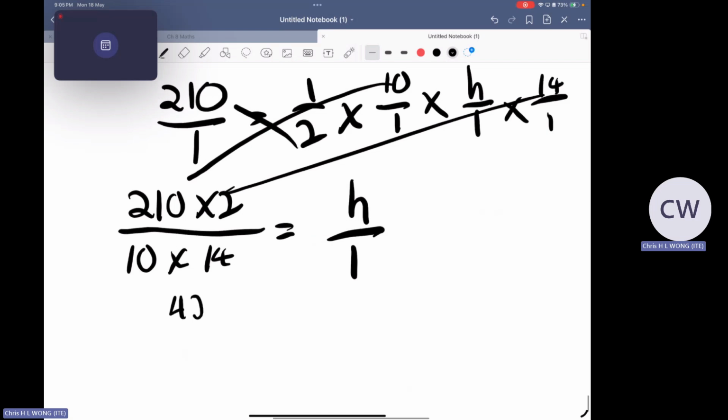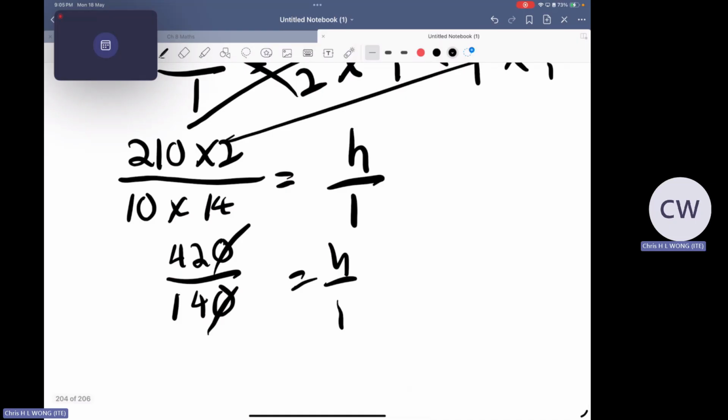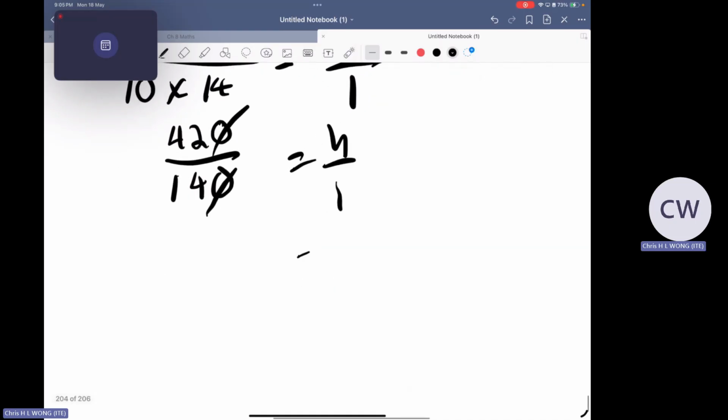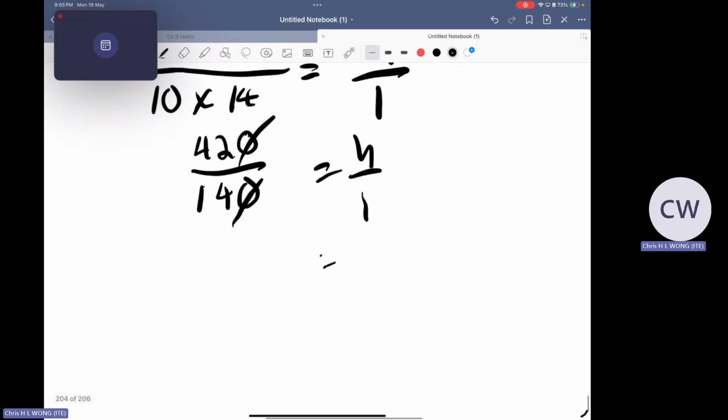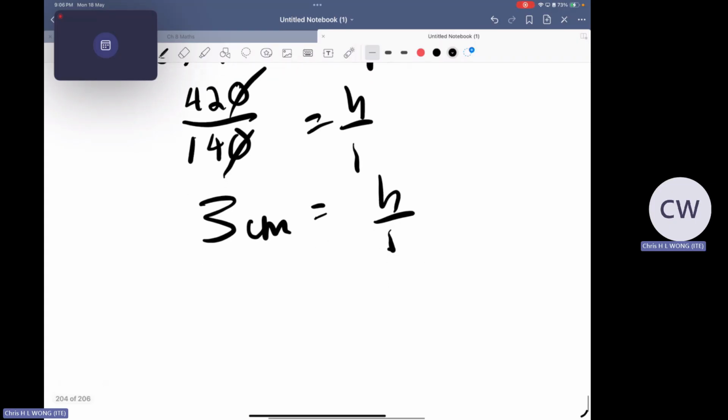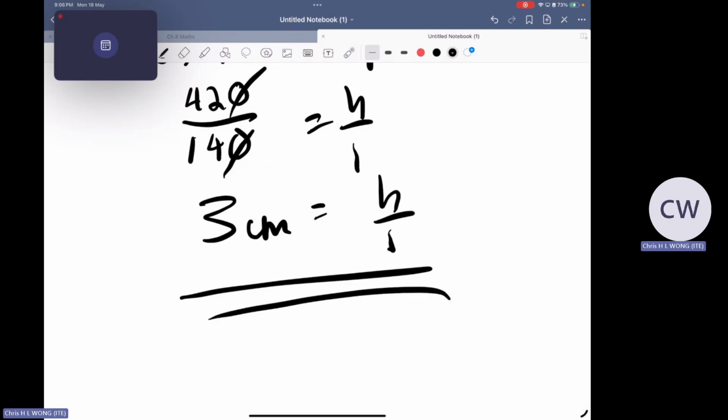420 divide by 140, 10 times 14, 140. Cancel, equals to H over 1. I'm sure you can find the answer. 42 divided by 14. Answer, please. 3, exactly. That's not bad. H over 1, 3 cm. So H over 1, 3 cm. That's the answer? Yeah. It's the same as 3 cm equals to H.